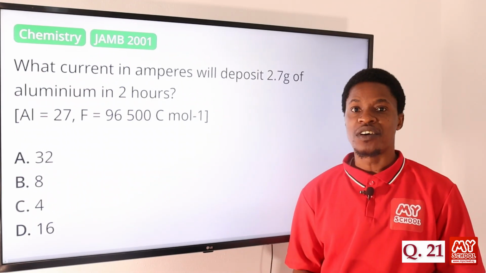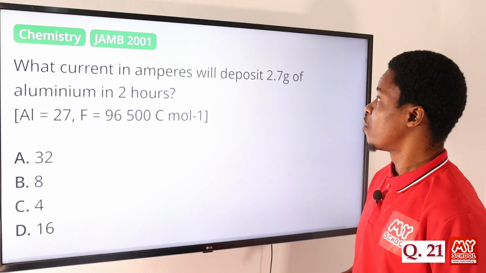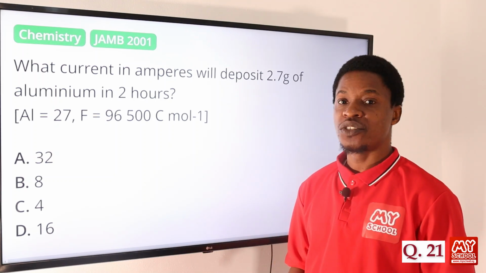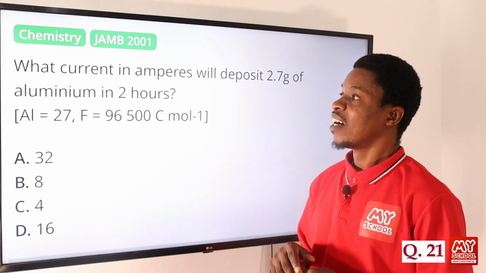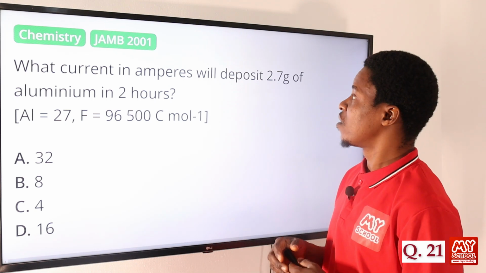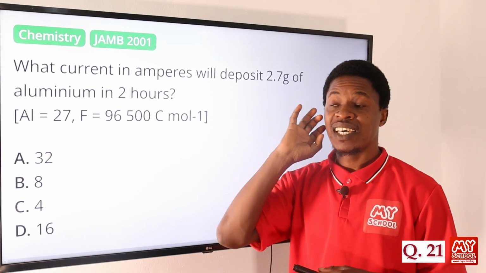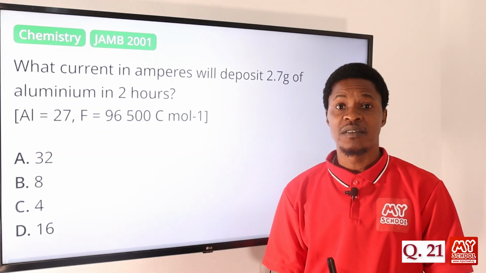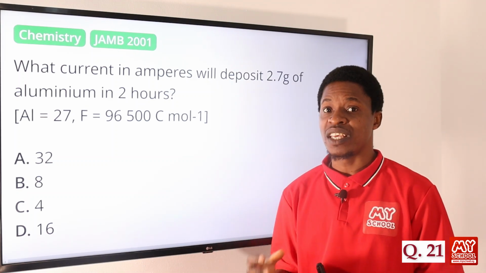Question number 21. What current in amperes will deposit 2.7 grams of aluminium in 2 hours? In 2 hours. This is electrolysis. Don't forget that Faraday's first law actually looks at the relationship between the mass of the substance and the quantity of electricity that is passing through it. Okay, so that's the relationship.